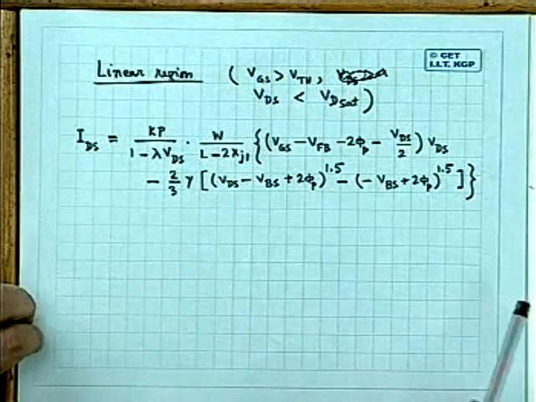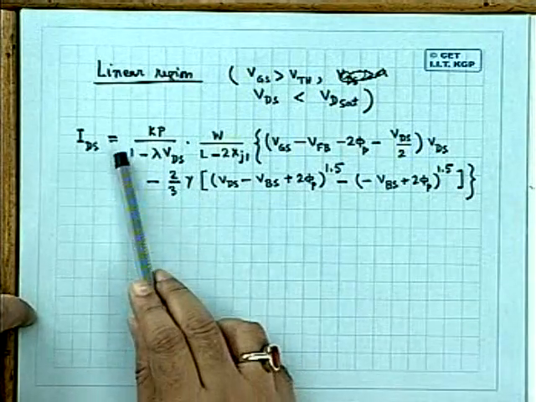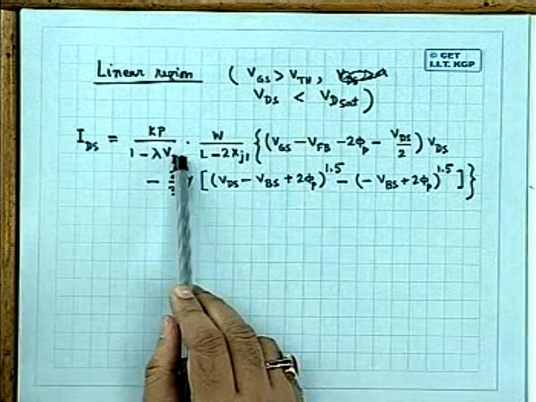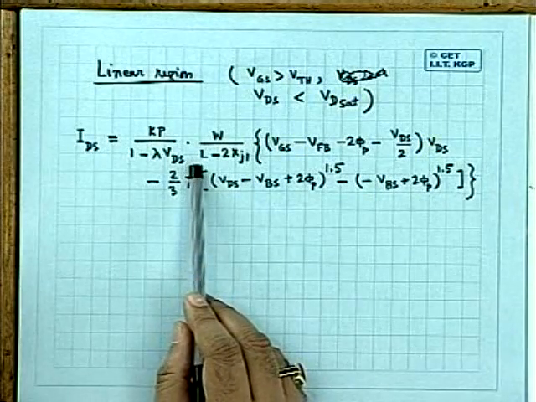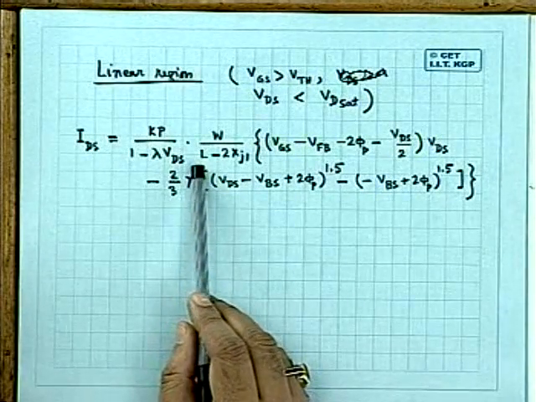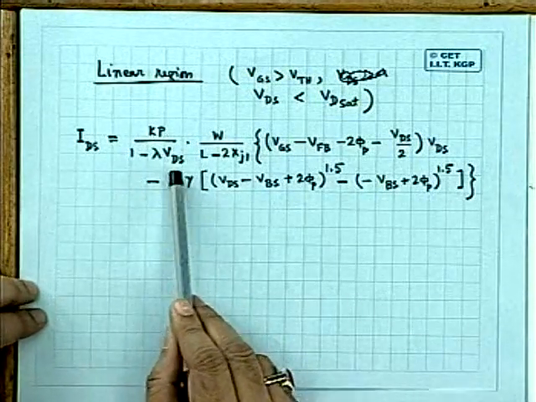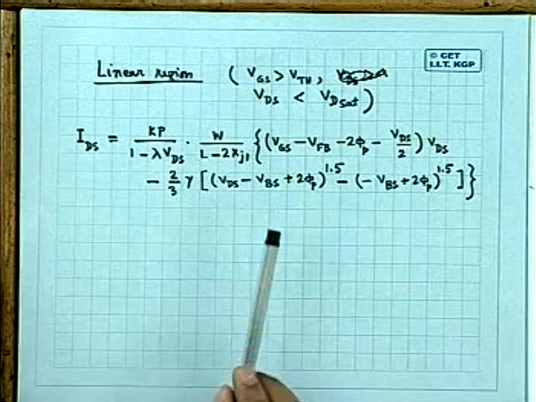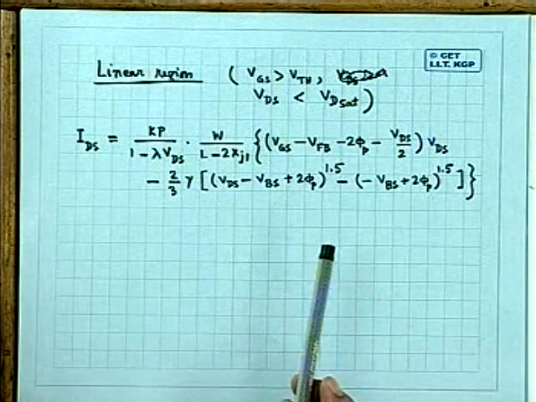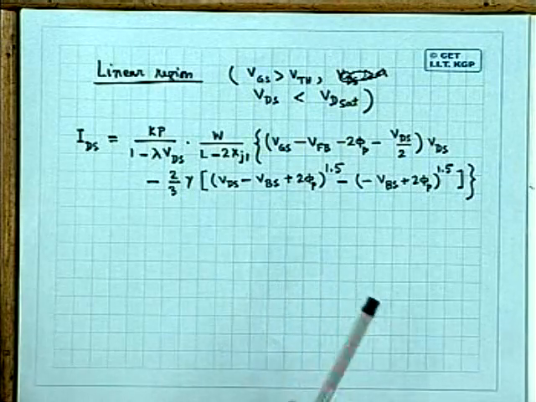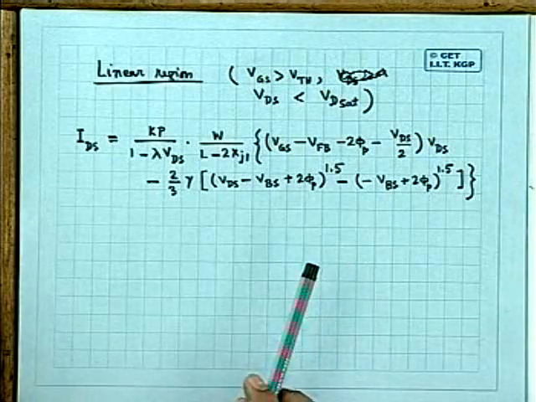What is the significance of this 1 minus lambda VDS here? Again, let me tell you, this is an empirical kind of thing, but there is some more physical thought behind it rather than pure empirical thinking. This 1 minus lambda VDS, in fact, in the linear region, they have conceived it as an effect of drain-induced barrier lowering.